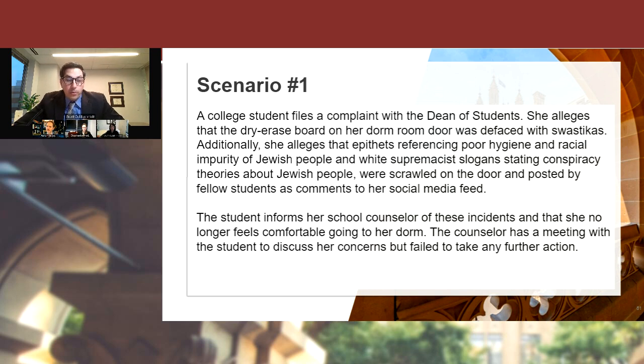What are the supportive measures? What are the pieces that we would take for this student to make sure that they feel safe and the harassment is ended for them? How do we eliminate a hostile environment and its effects for all other students, right?